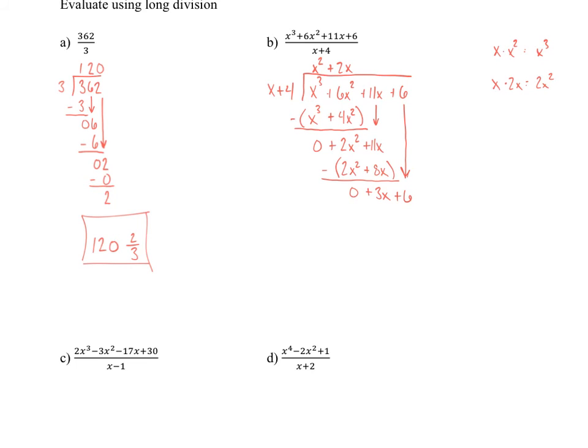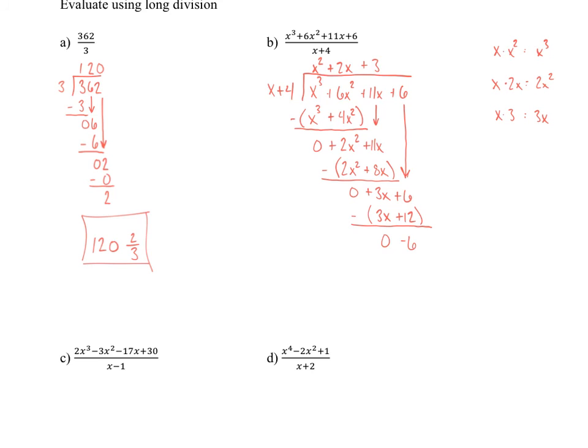and we bring down our 6. We just have to do this one more time. How many times does x go into 3x? 3 times, right? And I can check that. X times 3 is 3x. Okay, so x goes into 3x 3 times. 3 times x is 3x. 3 times 4 is 12. Subtract. 6 minus 12 is negative 6. 3x minus 3x is 0. So we're left over with this negative 6.